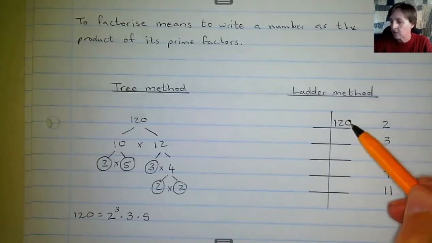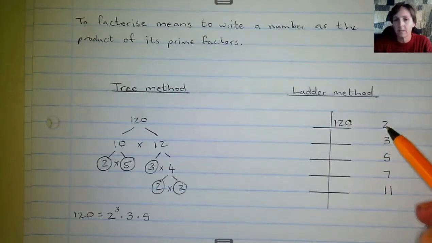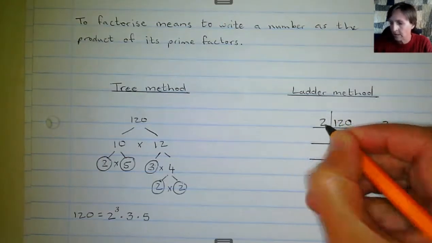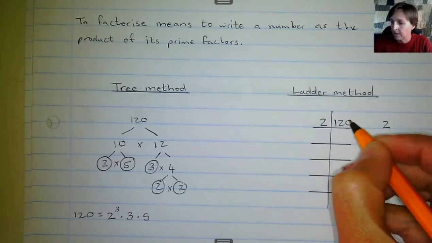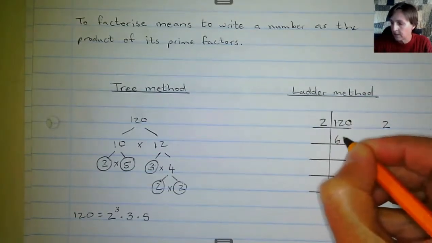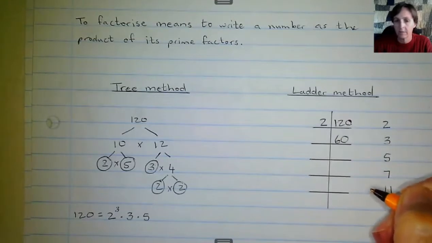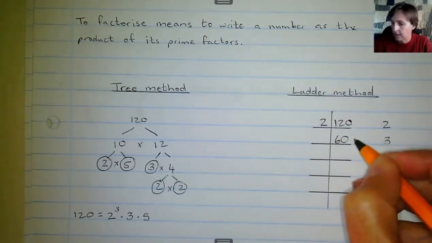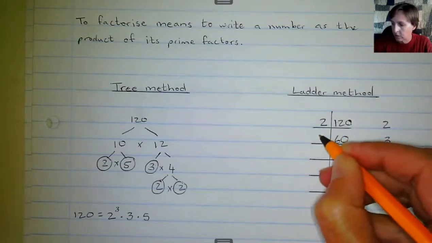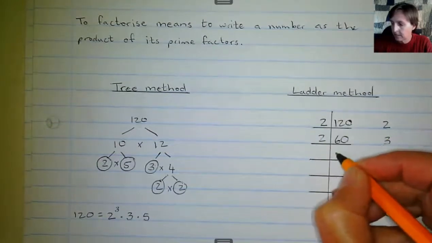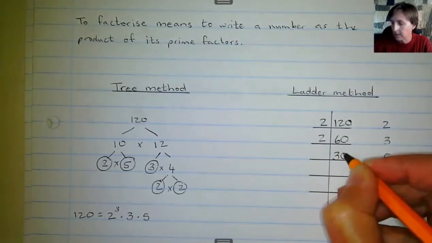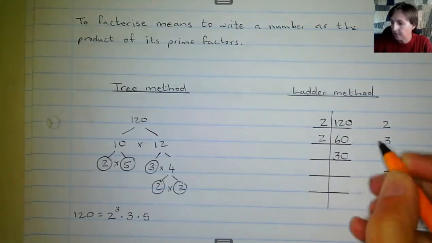So I check, I say 120. Can I say 120 divided by 2? Yes, I can. So I write my 2 on the left hand side of my ladder. Then I say 120 divided by 2 is 60, and I write the 60 under the 120. Then I go and check, can I say 60 divided by 2? Yes, I can. So I write a 2 on the left hand side of my ladder. 60 divided by 2 is 30. So the 30 goes under the 60 on the right.